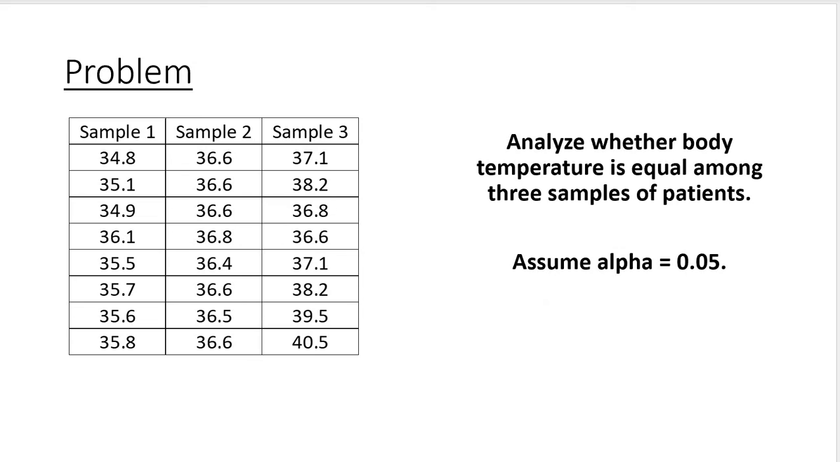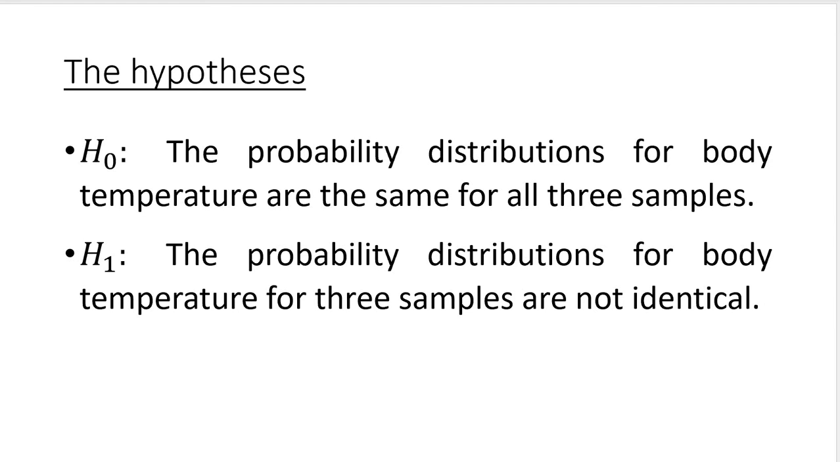So we are going to discuss the following problem. We have three groups of patients, sample 1, sample 2, and sample 3, and we have to figure out whether body temperature is equal among the three samples of patients. We assume that alpha is equal to 0.05. Here the null hypothesis states that the probability distributions for body temperature are the same for all three samples, and the alternative hypothesis states that the probability distributions for body temperature for the three samples are not identical.